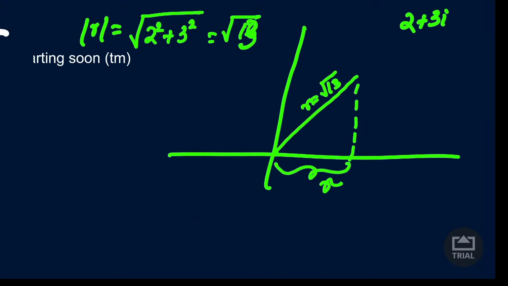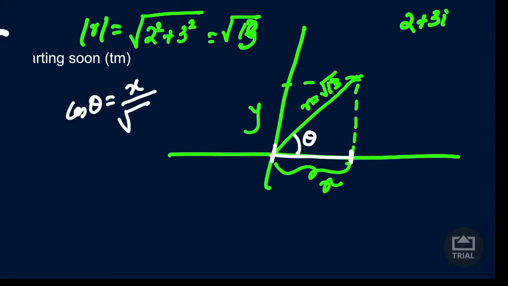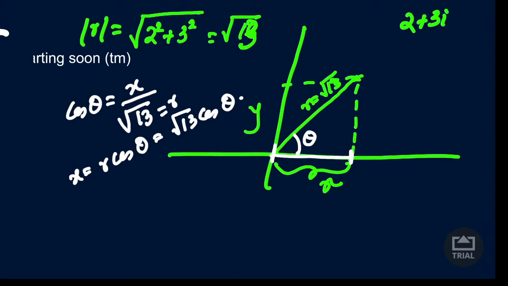This is my x-axis, this is my y-axis. Now students, if this is theta, we have done this from the projection, from vectors. If I just take cos theta, cos theta is equal to what? Base by hypotenuse, x by hypotenuse, root 13, that is equal to r also. So x is equal to, can I write r cos theta? That is root 13 cos theta. Similarly, can I write y is equal to r sin theta? And that is equal to root 13 sin theta.